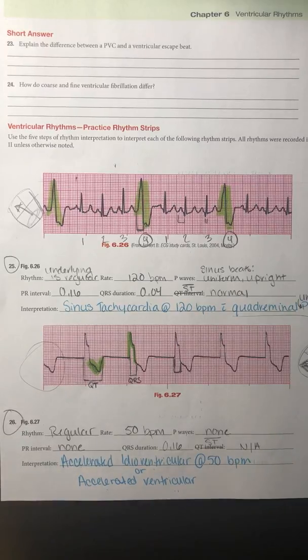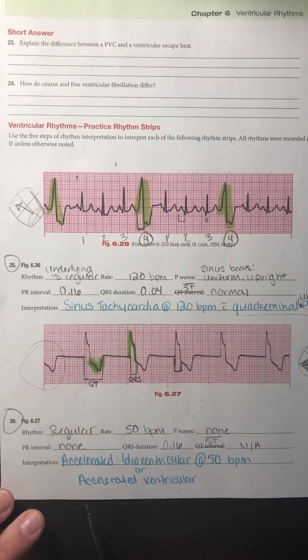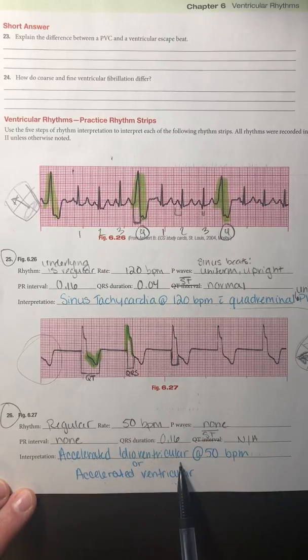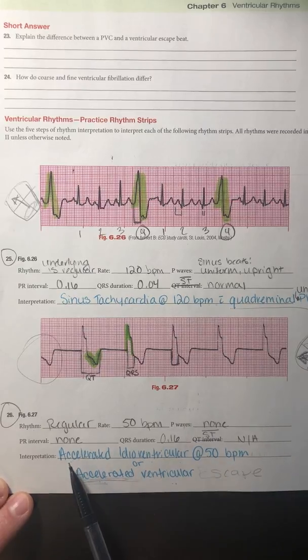If you did happen to put ST depression in there, again, just being more specific, so it's not an issue at all. For my interpretation, I have accelerated idioventricular, or some people write it as just accelerated ventricular. As long as the accelerated is in there. I've also seen it accelerated ventricular escape. So whatever you want to write that as, I tend to stick with the idioventricular, accelerated idioventricular at 50 beats per minute.